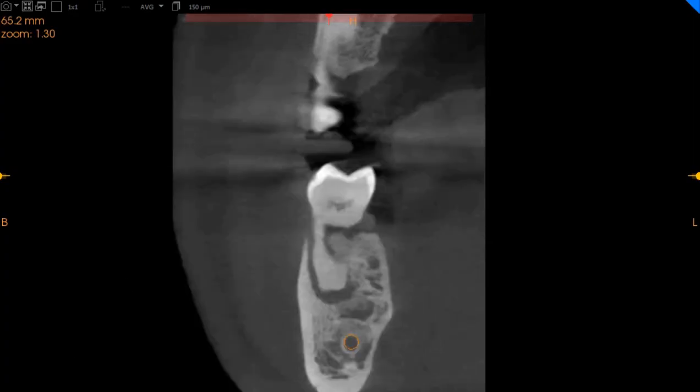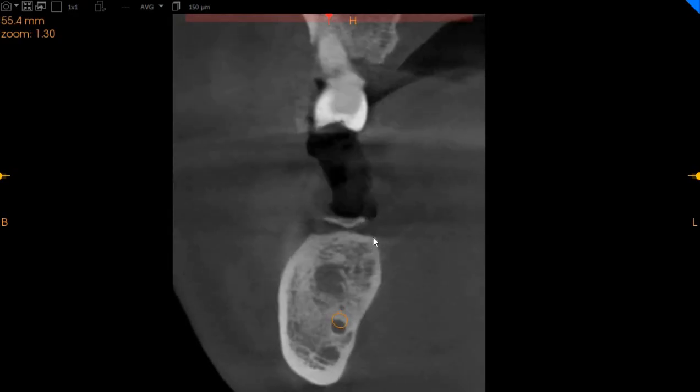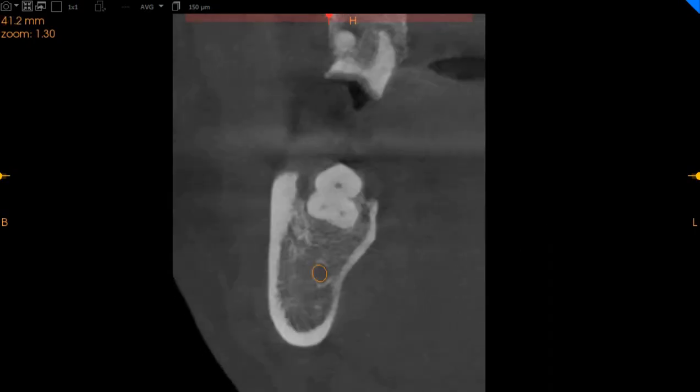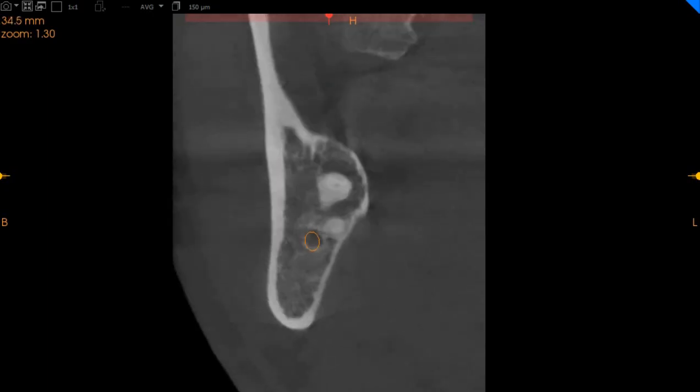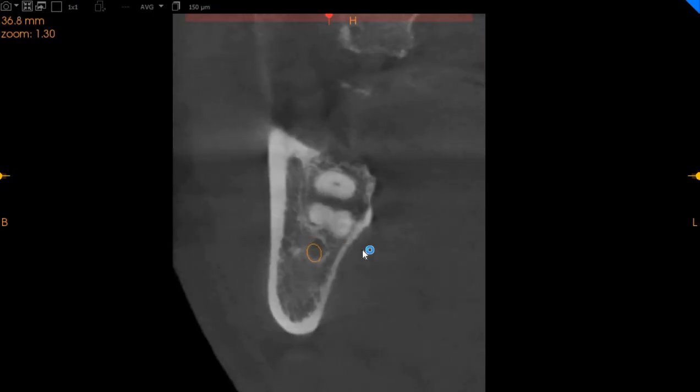And then we move to the region of the lower right 7. Again, excellent bone here, slight bit of a BTI present. 12 millimeters of width with 13 millimeters of height. The lower right 8 is also almost horizontally impacted, but both the roots are significantly far away, as you can see right here, from the inferior nerve.